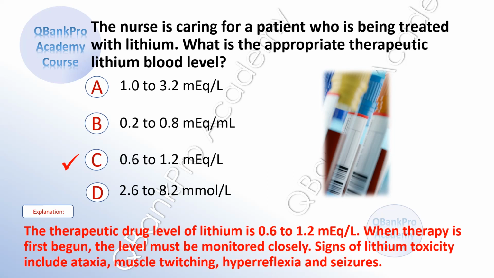The correct answer is C. 0.6 to 1.2 milliequivalents per liter. Explanation. The therapeutic drug level of lithium is 0.6 to 1.2 milliequivalents per liter. When therapy is first begun, the level must be monitored closely. Signs of lithium toxicity include ataxia, muscle twitching, hyperreflexia, and seizures.